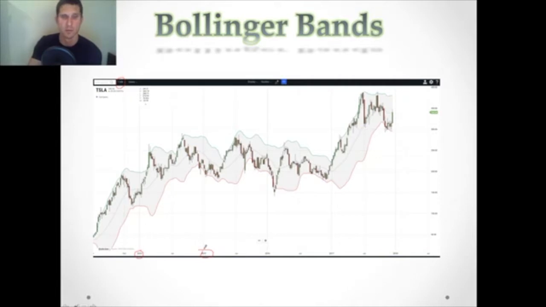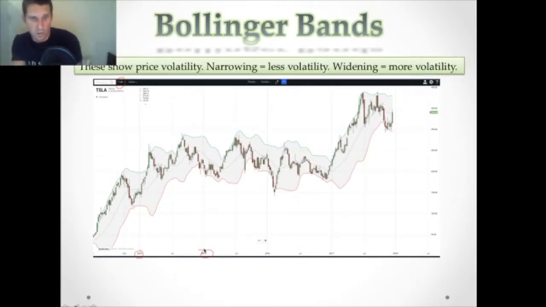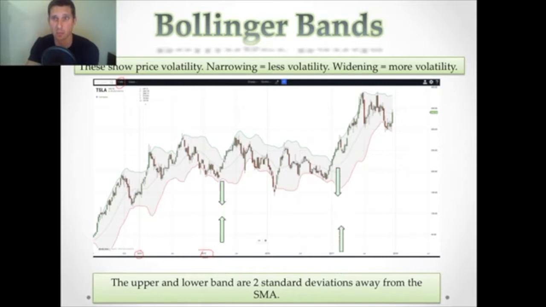One thing about the Bollinger Bands, at least, is that you can see where it narrows, it's going to show less volatility, and where it widens, it's going to show more volatility, right?